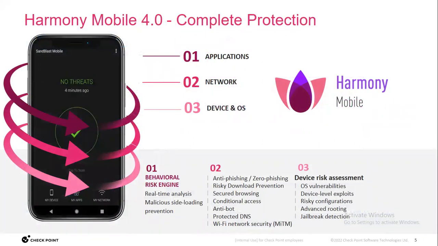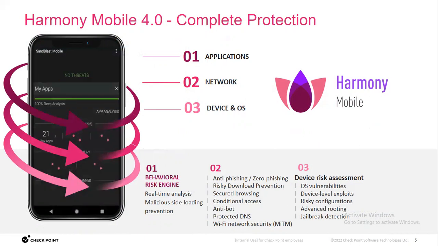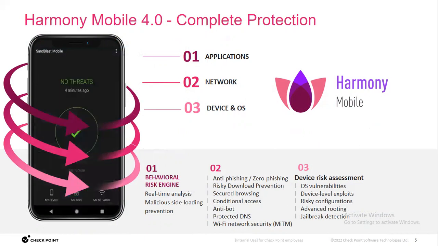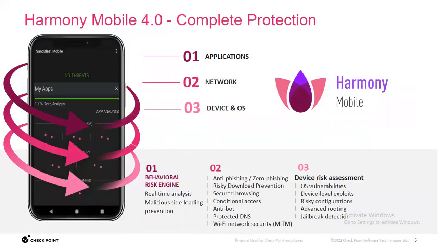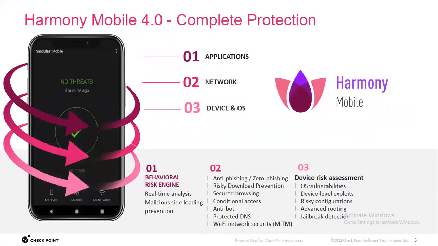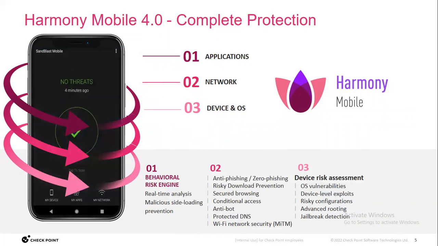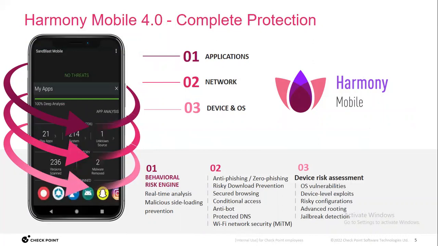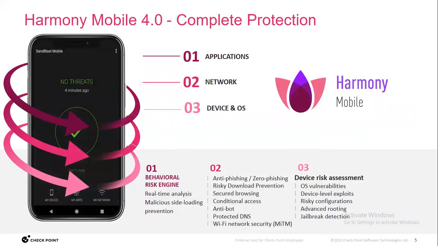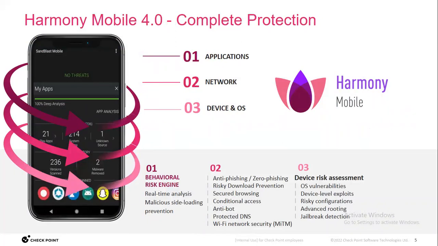This is my last review part, so then we're going to move to the new stuff, if hopefully I haven't bored you too much if you know the product. Previously, Harmony Mobile really focused on 3 separate areas: applications, the network, and the device and the OS. We had our behavioral risk engine, which did real-time analysis, and it prevented you from sideloading apps, right? You had to get them from the App Store or Google Play or a corporate app repository defined by the admin, and that was really it.